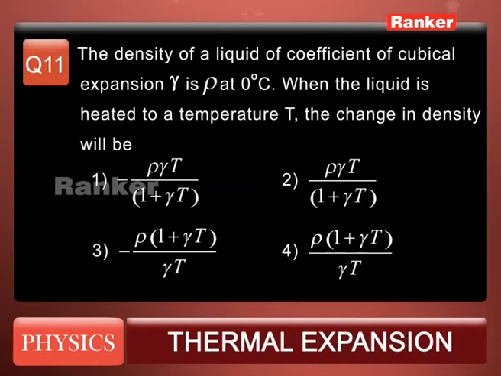Question number 11. The density of a liquid of coefficient of cubical expansion gamma is rho at 0 degrees Celsius. When the liquid is heated to a temperature T, the change in density will be: first option, rho gamma T by 1 plus gamma T. Second option, rho gamma T by 1 plus gamma T. Third option, rho 1 plus gamma T by gamma T. And the fourth option, rho 1 plus gamma T by gamma T.